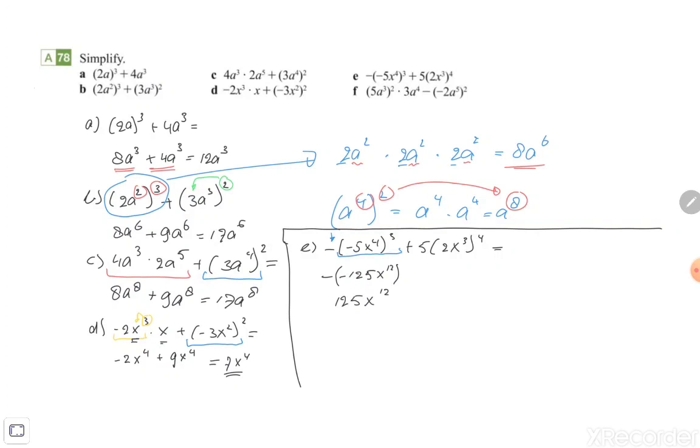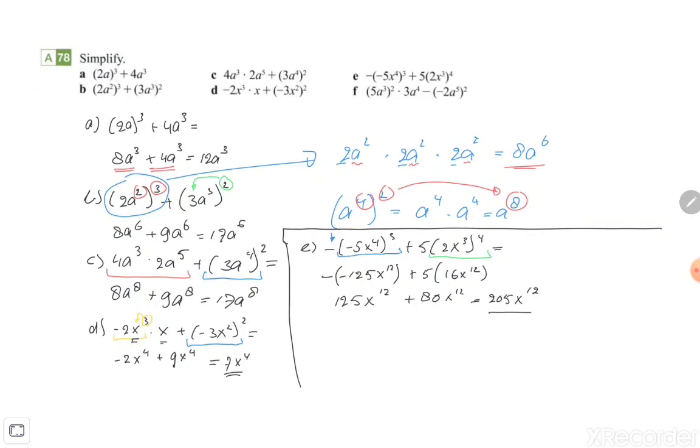The next part, in front of the bracket is still the 5. So we're going to multiply your answer by 5, but first we need to use the power. 2 to the power of 4 is 16. And (x to the power of 3) to the power of 4 is x to the power of 12. Now multiply it with 5, then you get 80x to the power of 12. And together it is 125 plus 80 is 205x to the power of 12.